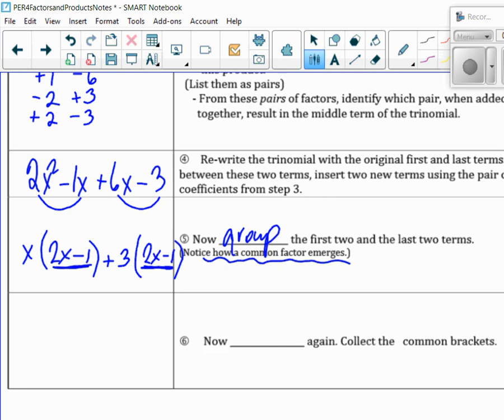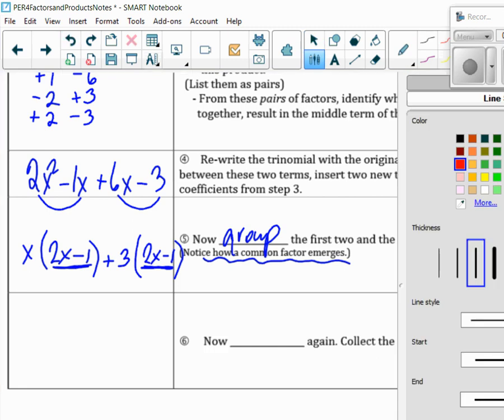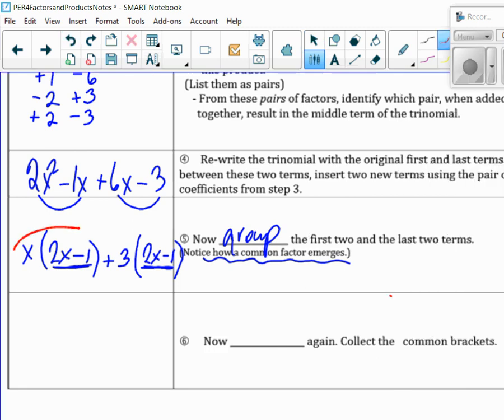We're going to pull out the common factor, which is common to both terms. Do you see this is considered one term now, and this is considered another term. I'll do it in red here so you can read it. So this is considered one term by itself, and this is considered another term by itself. So now we're going to pull out the GCF again. The GCF again is 2x minus 1.